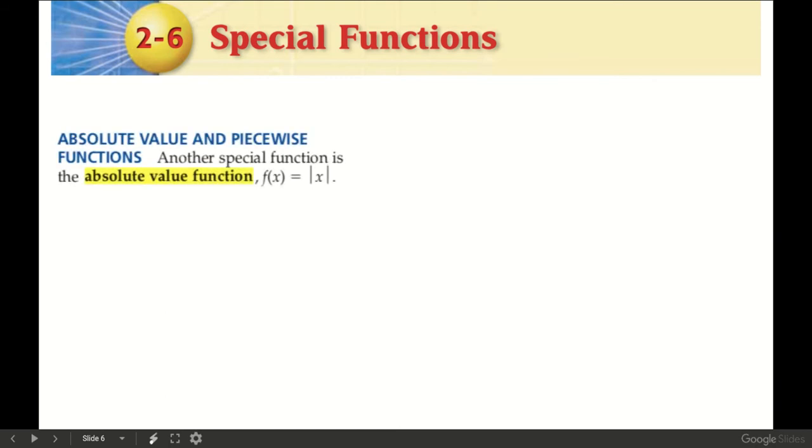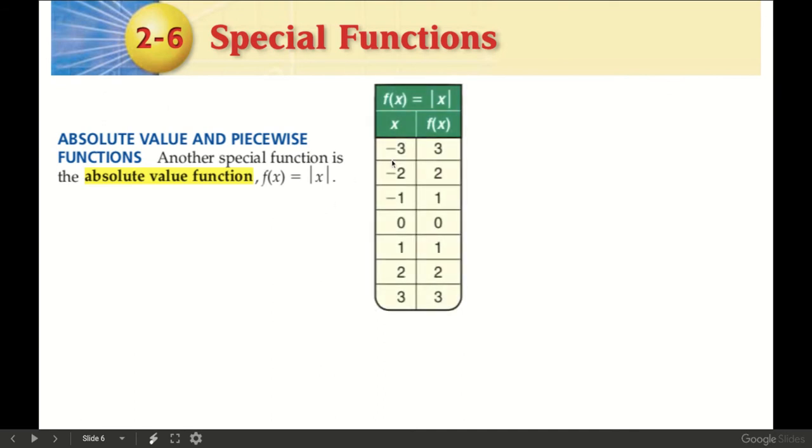So now we're going to talk about absolute value and piecewise functions. An absolute value function would be an example like f of x equals the absolute value of x. Again, we're going to examine this. If we were to select some x values and put them into this function, the absolute value of -3 would be 3. The absolute value of -2 is 2. The absolute value of -1 is 1. The absolute value of 0 is 0. The absolute value of 1 is 1. And so you see this pattern emerge.